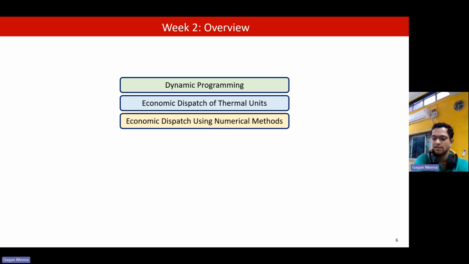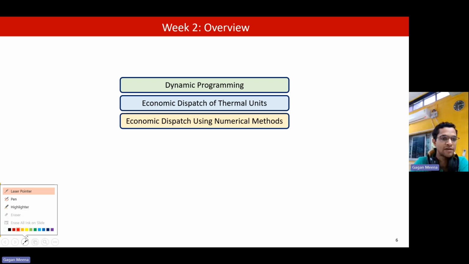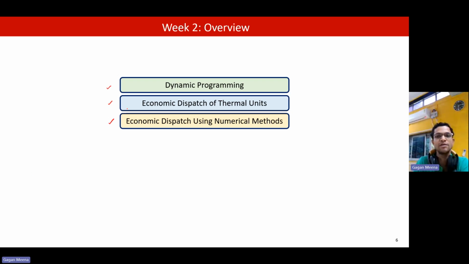In week 2, we discussed these three things. One is dynamic programming, economic dispatch of thermal units, and then economic dispatch using numerical methods. So both are economic dispatch only, or the short form is ED, which I will also be using many times. You can remember this. It's economic dispatch. This will include different methods for ED.